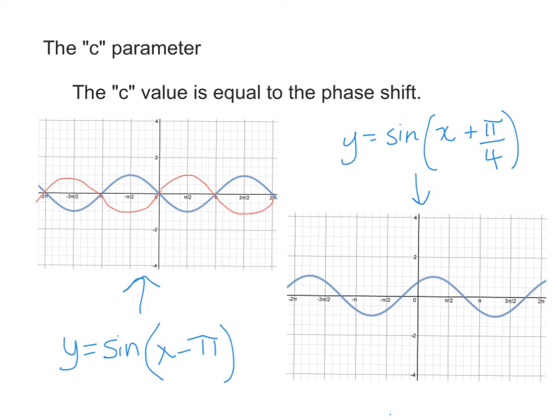The other one here, y equals sine of x plus pi over 4, means that it shifted pi over 4 units to the left. So again, the point that I'm going to look at is this one here. Originally, the sine function is increasing through 0. That increasing has moved over here, pi over 4 to the left.